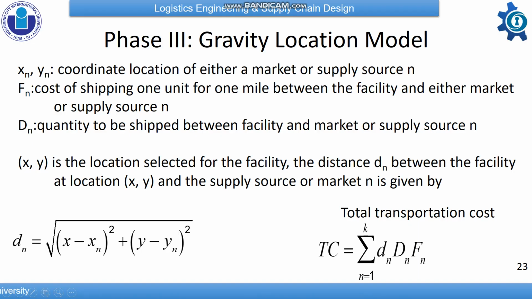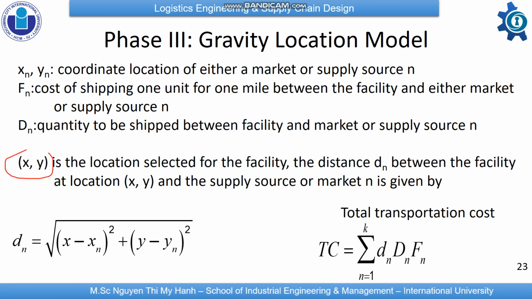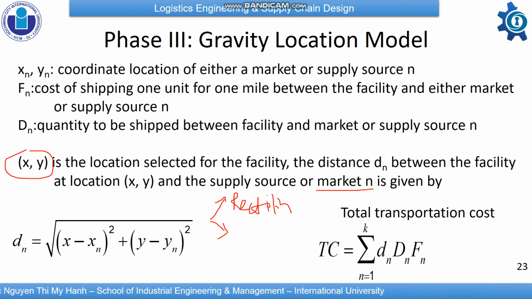And we can calculate the distance, the small dn, between the facility at this location and the supply source or the market n. Okay, and we have two ways to calculate the distance. The first one is rectilinear, and the second one is Euclidean.